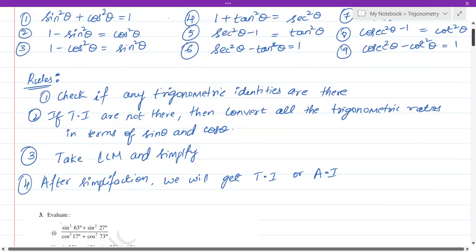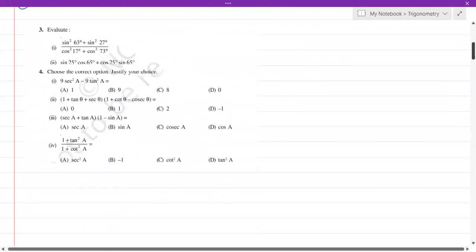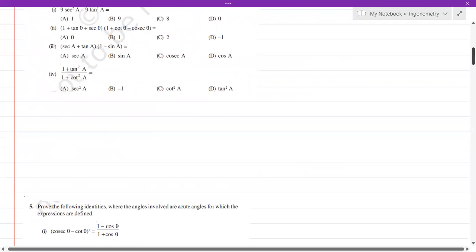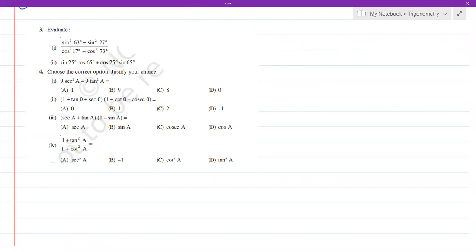Okay, students, so let's start with the problems. I've taken the very important questions. The first 2 questions I've skipped from the exercise. Now let's solve this. Evaluate sine square 63 plus sine square 27 degree divided by cos square 17 degree plus cos square 73 degree. See, one thing is very sure, that this is not a problem based on standard angles, because there is no standard angle. What are standard angles? 0 degrees, 30 degrees, 45 degrees, 60 degrees and 90 degrees.